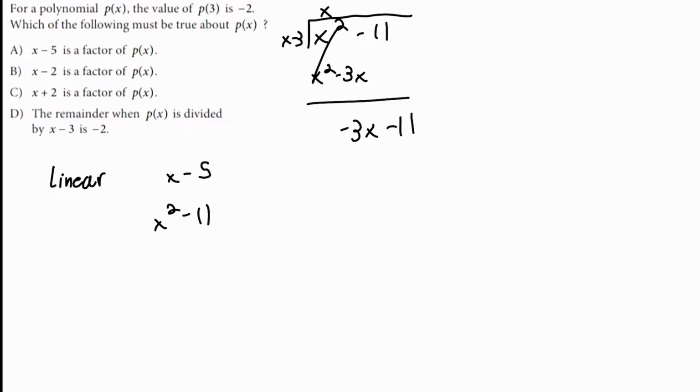Now we have minus 3x minus 11. To divide further, we need to multiply by negative 3, so we have negative 3x plus 9. That cancels it out, and this results in negative 2. So we have a remainder of negative 2 for x squared minus 11, and we know D is the correct answer. It's just a trick about how polynomials divide each other and what their remainders are.